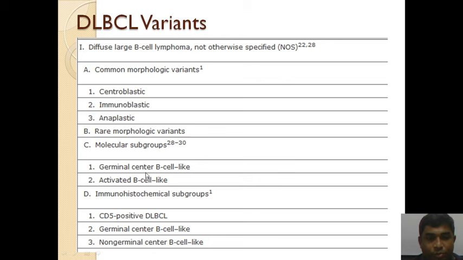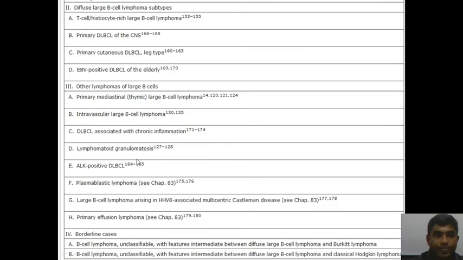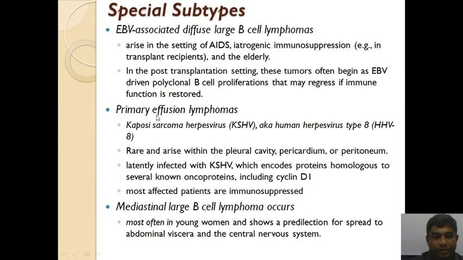In molecular subgroups, DLBCL is broadly divided into germinal center B-cell like, which has a good prognosis, and activated B-cell like. These are the specific subtypes, but I will highlight 3 different subtypes because they're mentioned in Robbins. So EBV positive or EBV associated DLBCL is one which is seen in the immunocompromised setting, like those in patients with AIDS or those on immunosuppression after transplant, and in the elderly.